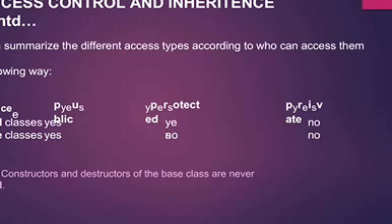Ambiguity resolution in inheritance can occur when using multiple inheritance, when a function with the same name occurs in more than one base class.